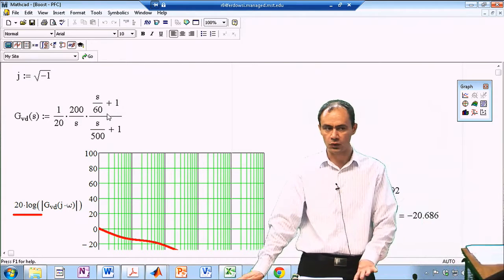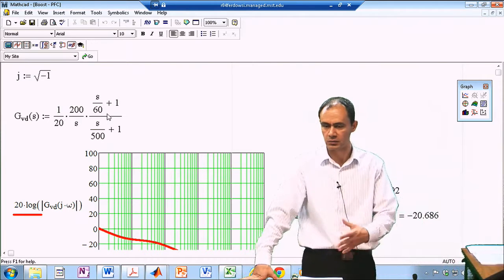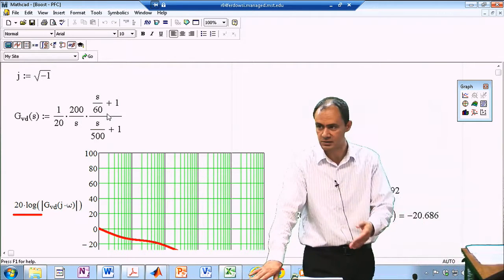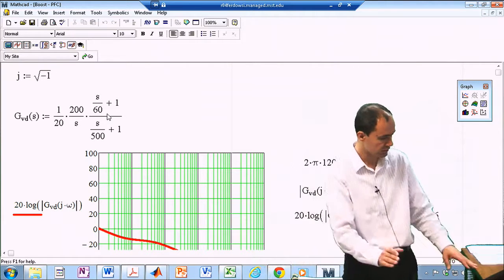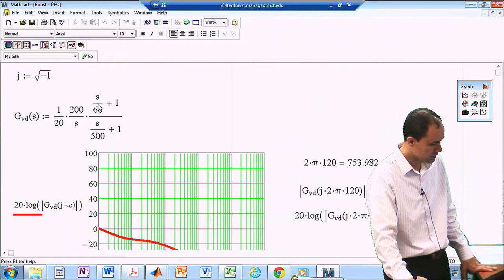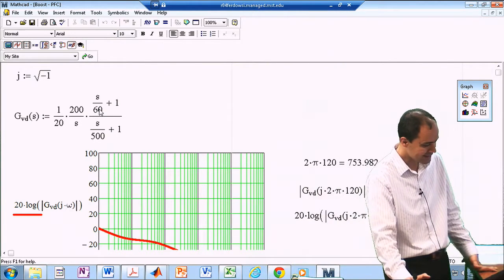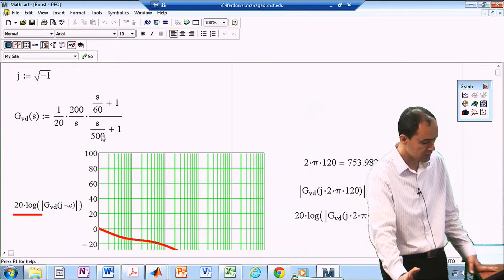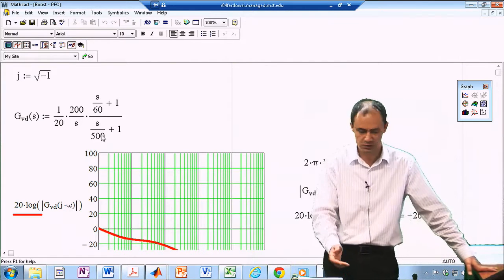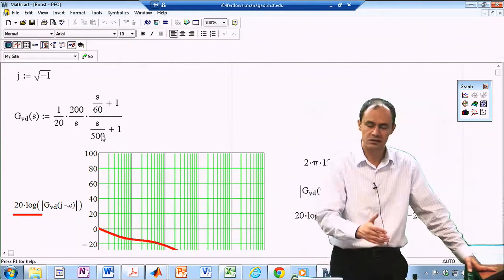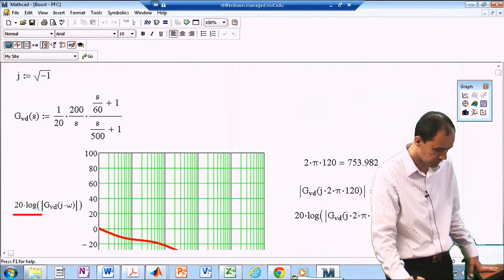Like when we were working on a buck converter, your zeros and poles were at 10,000 radians per second, large, at least larger than 5,000. Here you can see our zero is at 60 radians per second and our pole is at 500 radians per second. You can see it's a very, very conservative controller.